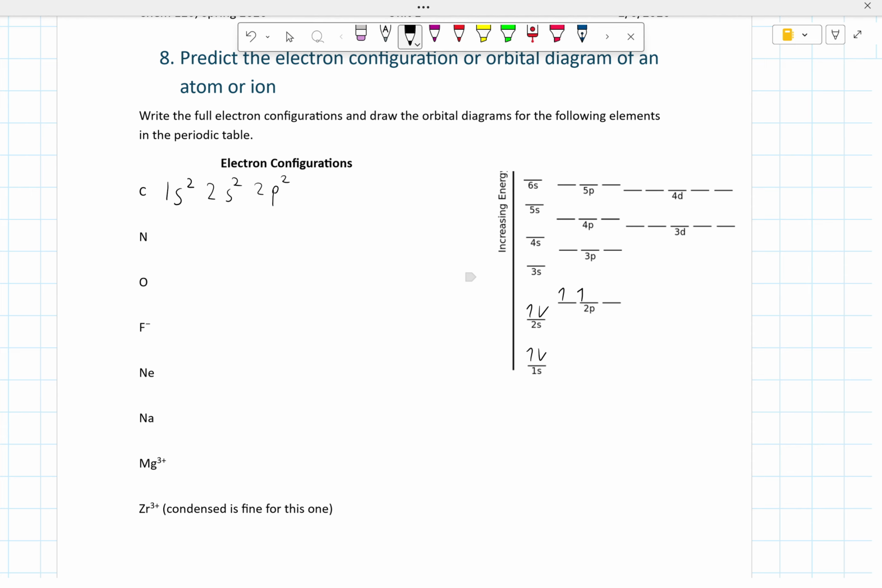We would draw it like this so that we are following the Pauli exclusion principle, the Aufbau principle, and Hund's rule of maximizing multiplicity.